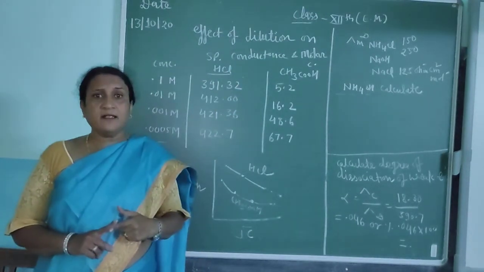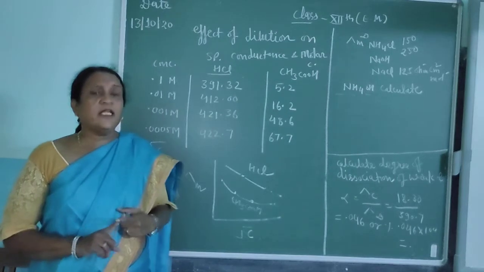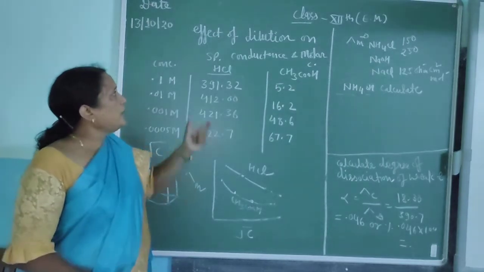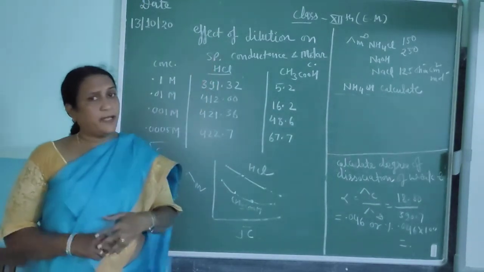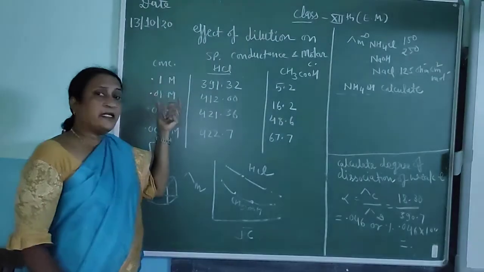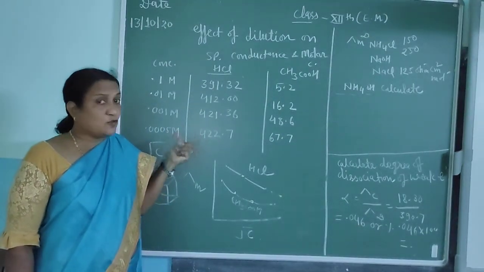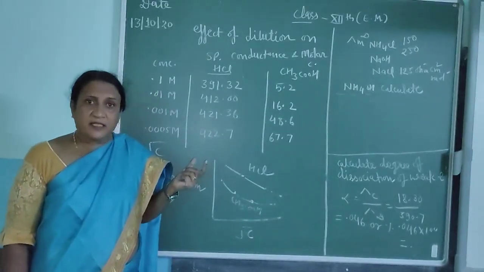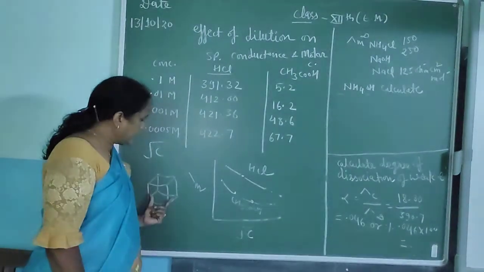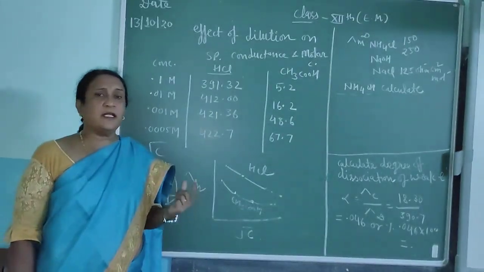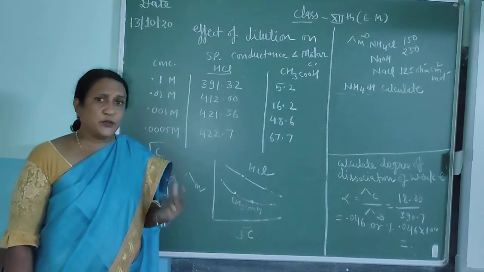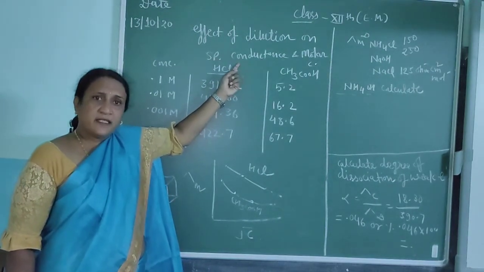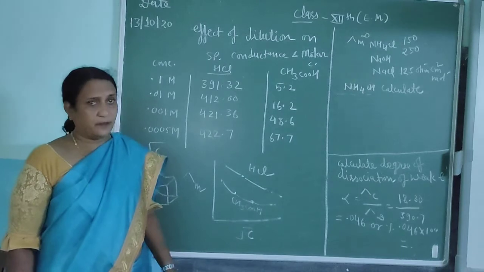What is specific conductance? The number of ions present in per centimeter cube area and the conduction done by those ions is known as specific conductance, denoted by K. As we continuously increase the dilution, we are continuously decreasing the concentration. As we increase the dilution, the number of ions in per centimeter cube area continuously decreases. And due to that, the specific conductance always decreases as we increase the dilution.